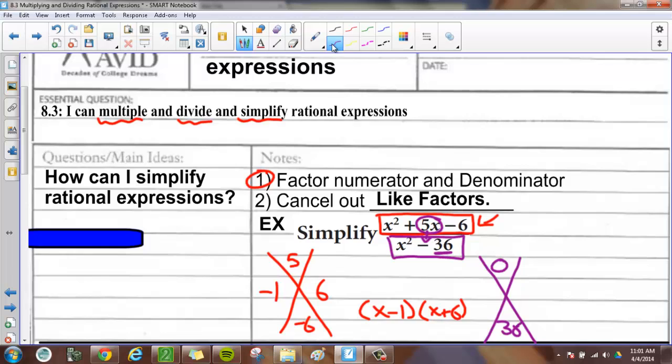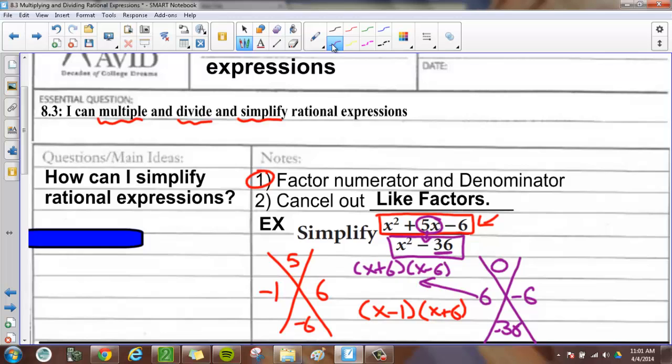So what times what is negative 36 and adds together to be 0? In this situation, it's 6 and negative 6. So that's our factoring for this one. We'll put that right over here: x plus 6, and then x minus 6.